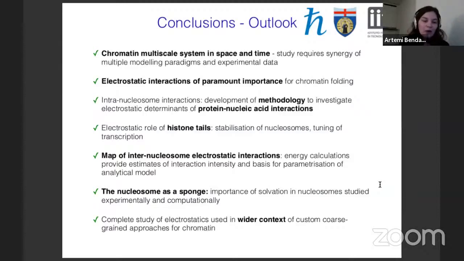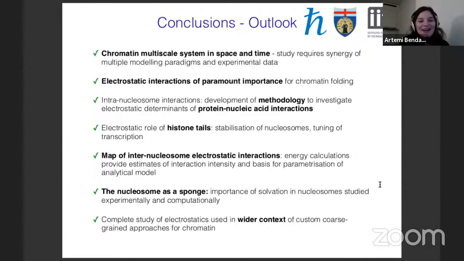And then we also looked at inter-nucleosome electrostatic interactions. We created a map of electrostatic interaction energies. And these calculations provide the basis for the parameterization of an analytical model and a coarse-grained, custom force field. Finally, we looked at what happens with solvation in chromatin.